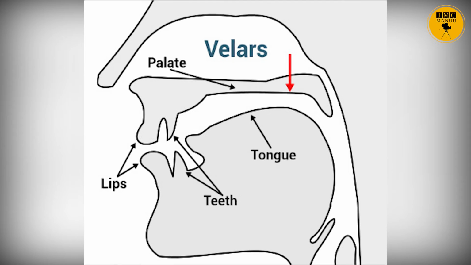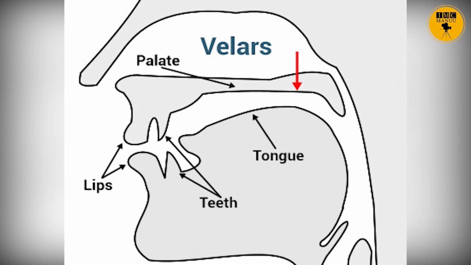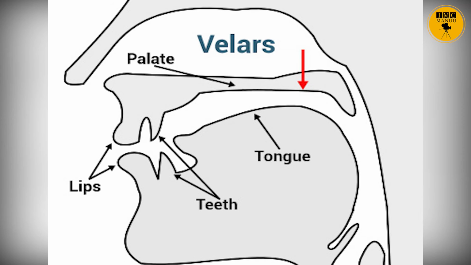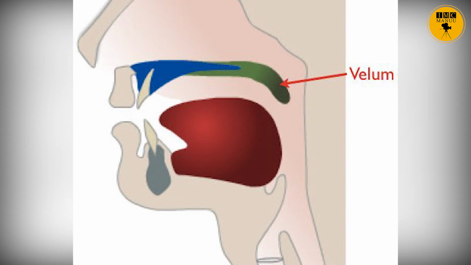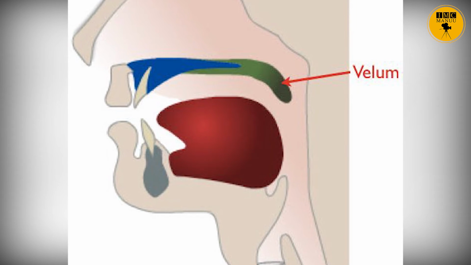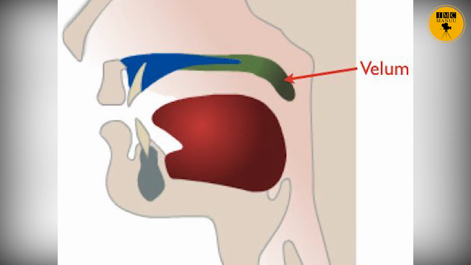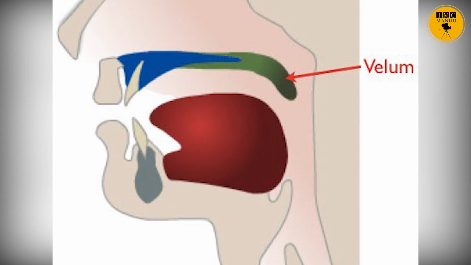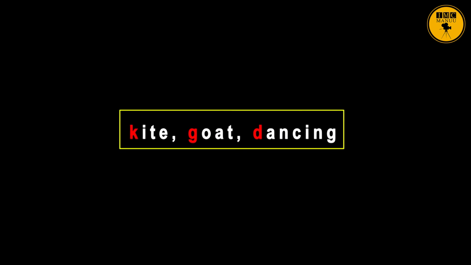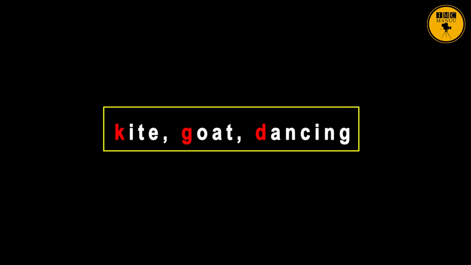We are now looking at velars. Velars are produced at the back of the roof of the mouth. Velum is also the soft palate, the last part of the roof of the mouth. In this, the back of the tongue and the velum are used, as you can see on your screen. The example words that you need to practice to understand velars are kite, goat, dancing.